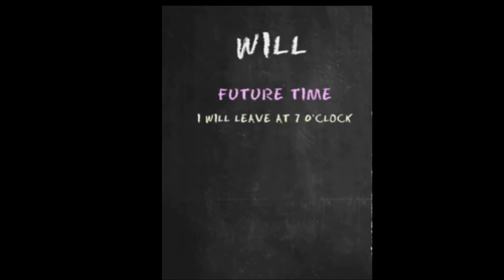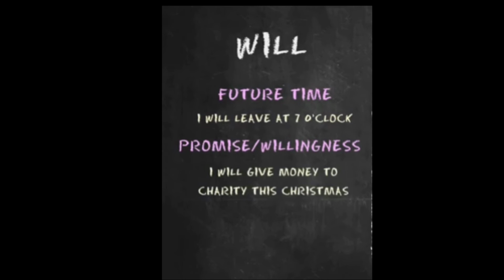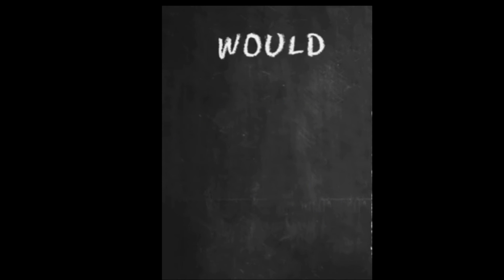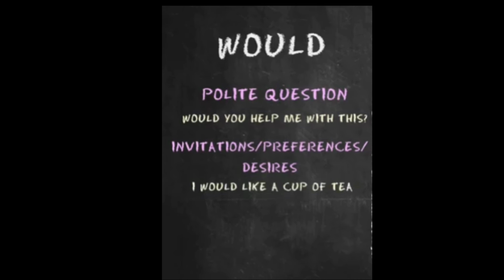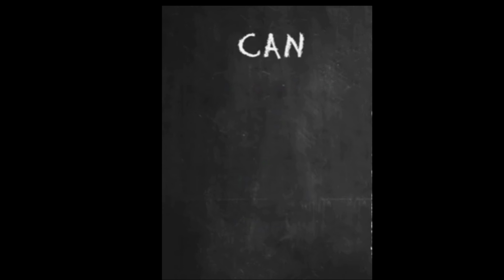Then we have will. Will can be used to indicate future time. I will leave at 7 o'clock. It can also be used to make a promise or to show willingness. I will give money to charity this Christmas. It can also be used to ask a polite question. Will you help me with this, for example? Then we have would. Again, would can be used to ask a polite question. Would you help me with this? It can also be used for invitations or preferences or desires. I would like a cup of tea, or would you prefer apples or oranges?